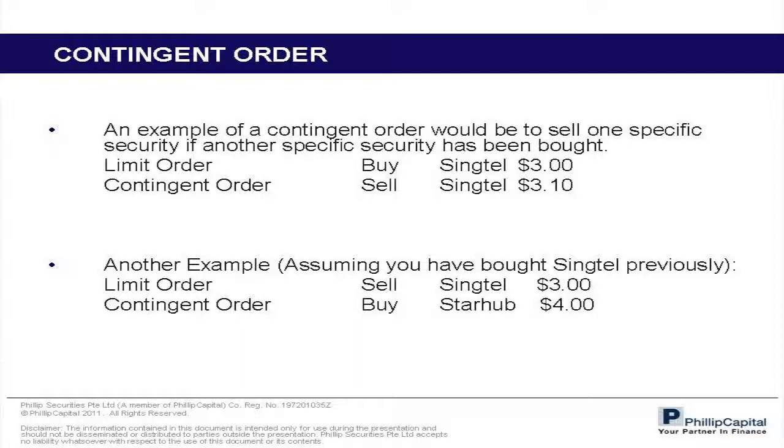Another example, assuming if on hand you already have Singtel shares. If your plan is to sell the existing Singtel shares and then use the sales proceeds to buy StarHub shares, you can place a limit order to sell Singtel and then tag contingent order to buy StarHub. The order to buy StarHub will only be submitted to the exchange if the first order to sell Singtel is executed.